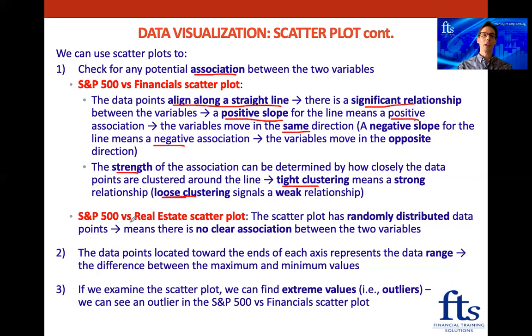And if we go back and look at the S&P 500 against the real estate, that scatter plot has randomly distributed data. The data points were all over the place. We couldn't draw a straight line anywhere. So that means there was no clear association between the two.